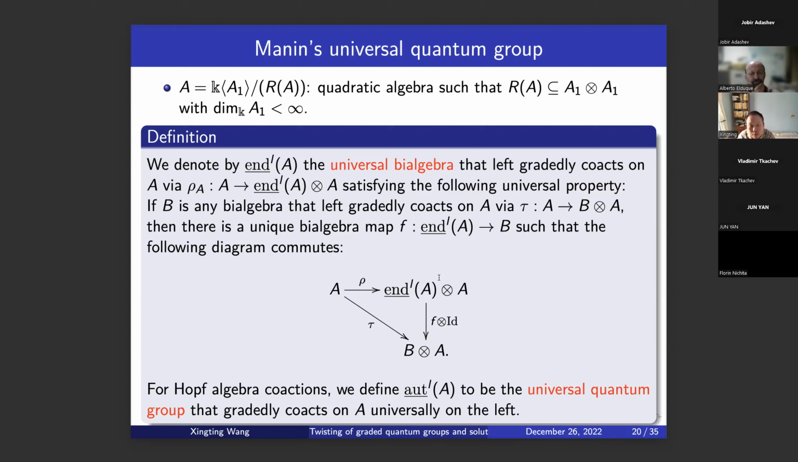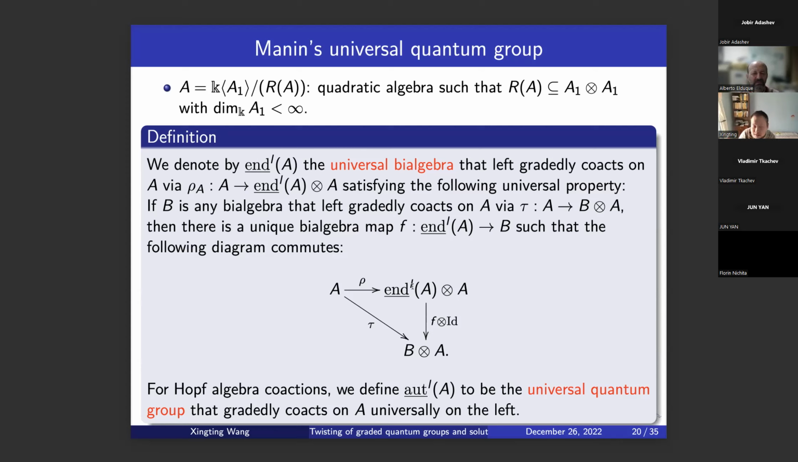So you look at all the possible coactions on A by bialgebras, while at the same time preserving the grading. The grading really plays a role here. That's why I need a quadratic algebra. Manin's universal bialgebra is the biggest one that you are allowed to coact on A. What does that mean? It means that the universal bialgebra has a coaction on A, which means you have a comodule map from A to the bialgebra tensor A. Here, L(A) just means the left-side universal bialgebra.